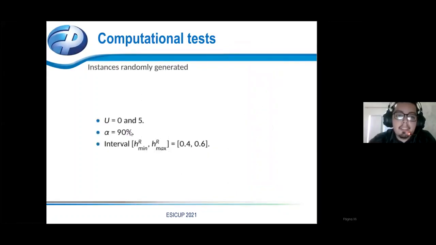We ran these tests varying capital U from 0 and 5, the reuse rate 90%, and for the interval for the height of leftovers, we use HR minimum and maximum 40 and 60%.